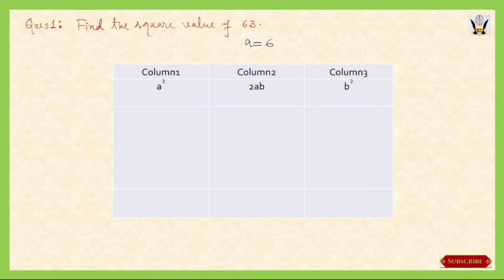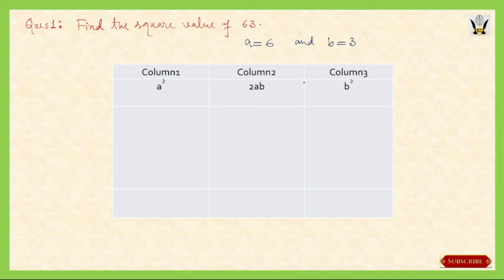So a for us will be 6, and we will take another variable which will hold the digit at the units place, or ones place, in the given number. So b will be 3. This is the first step. Then we have to create three columns. As you can see here, I have already created three columns: column 1, column 2, column 3.